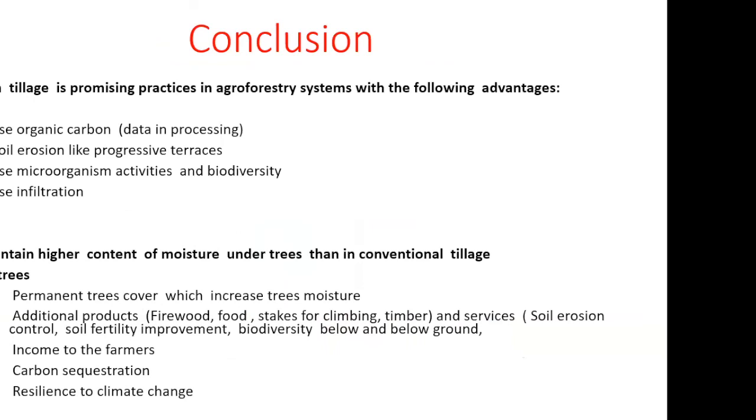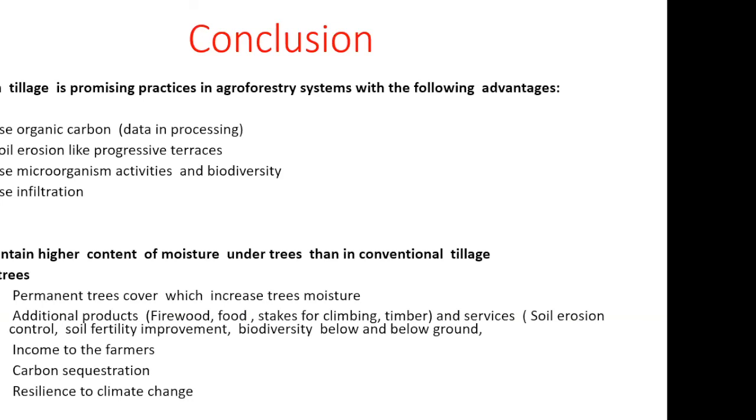That is the conclusion. So minimum tillage is a promising practice in agroforestry systems with the following advantages. There is an increase of organic matter. There is also a stop to soil erosion because, as Rosine says, it's a slope area, so you can minimize erosion like progressive terraces do. You increase microorganism activity and biodiversity. You increase water infiltration. And in terms of moisture, trees maintain higher moisture content under the canopy than in conventional tillage without trees.